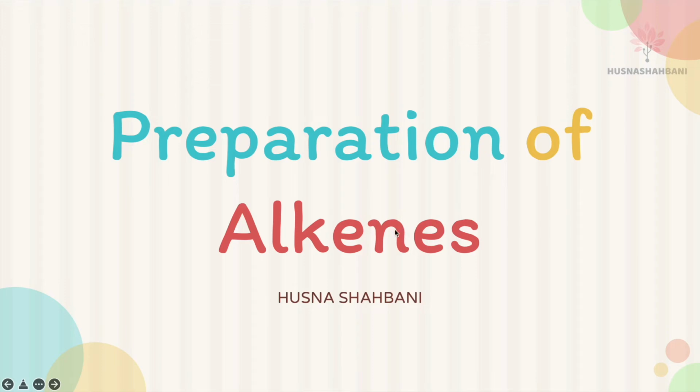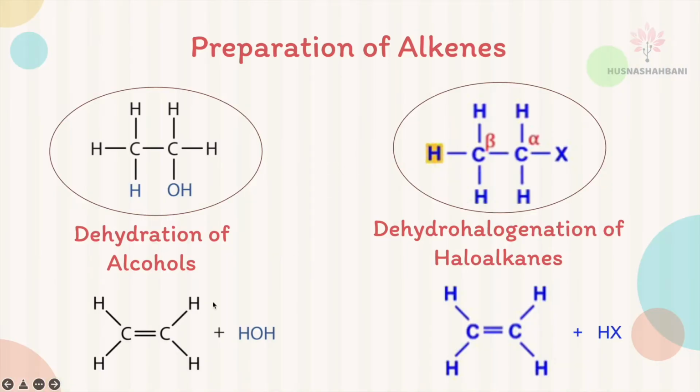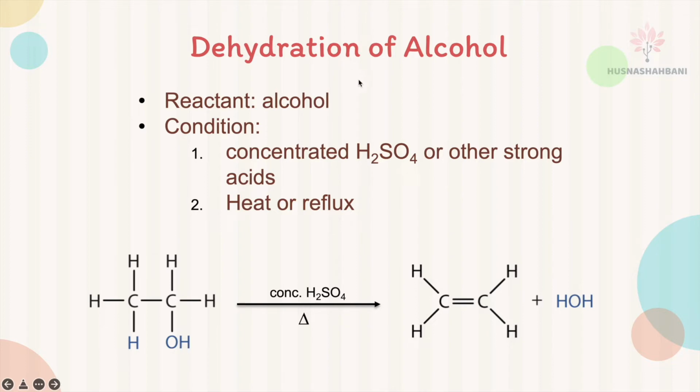Preparation of alkenes. There are two ways to prepare alkenes, which are dehydration of alcohols and dehydrohalogenation of haloalkane. In dehydration of alcohol, the reactant is alcohol. This is a compound with a hydroxyl group, which is the alcohol compound. The conditions for this process are concentrated sulfuric acid or other strong acids and heat or reflux.